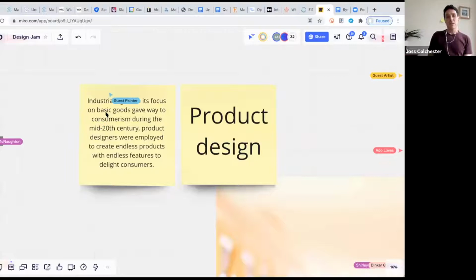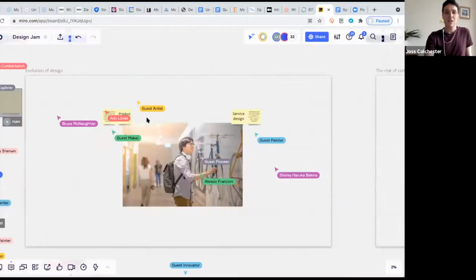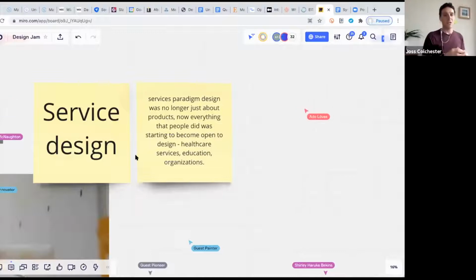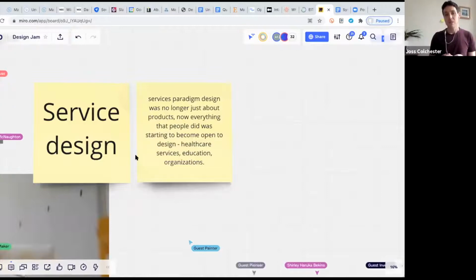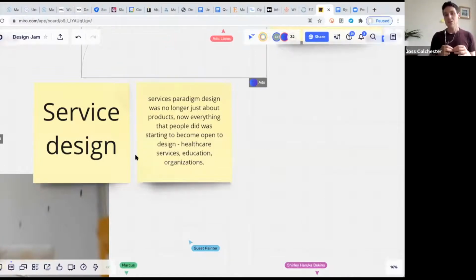The industrial age, with its focus on basic goods, gave way to the consumer age. In the mid-20th century, product designers were employed to create endless products with endless features to delight consumers. So a lot of what we've done as designers, isn't it? Design things, design products. Later then, we came with this idea of services. It obviously became more user-focused and ergonomic, and then the idea that actually what people are interested in is services. In the services paradigm, design was no longer just about products. Now everything that people did was starting to become open to design. Healthcare as a service, education as a service, organizations, and so on.